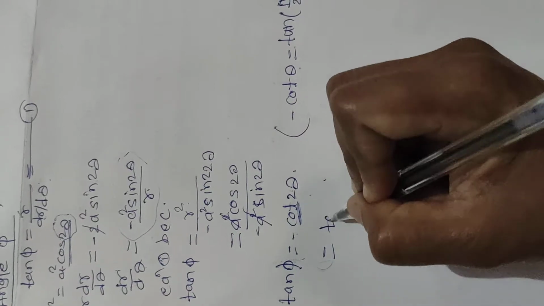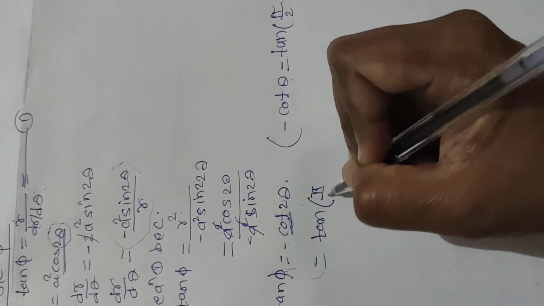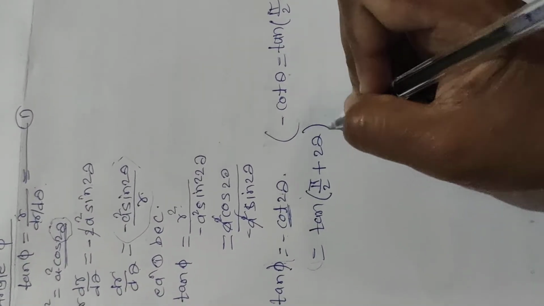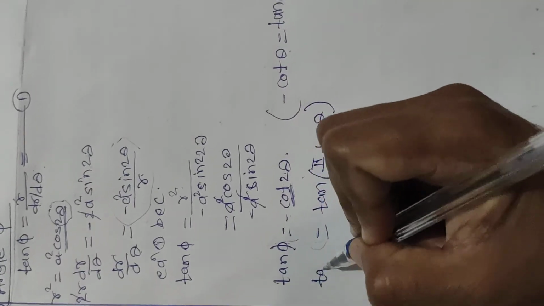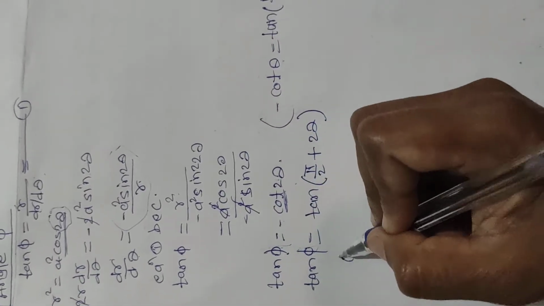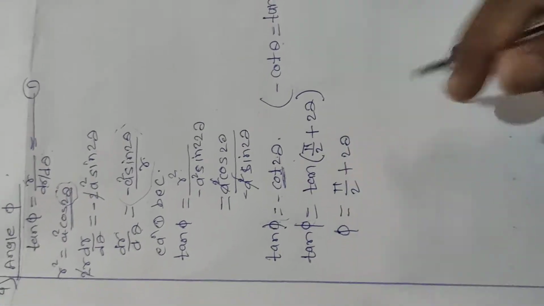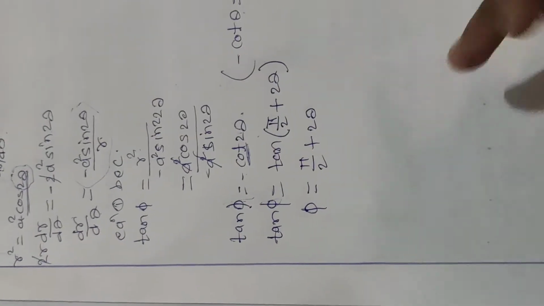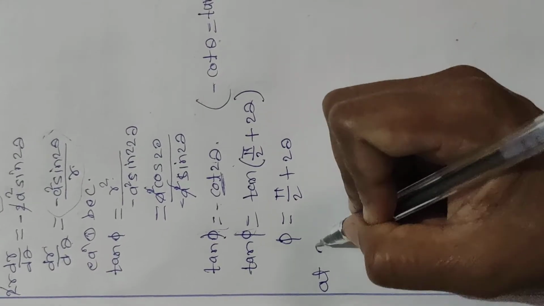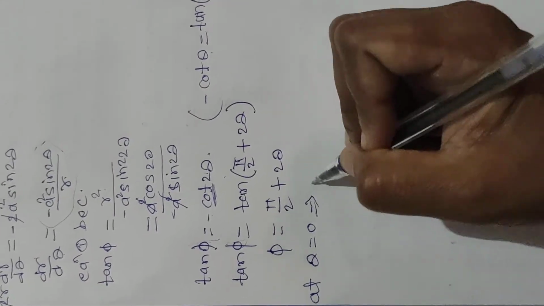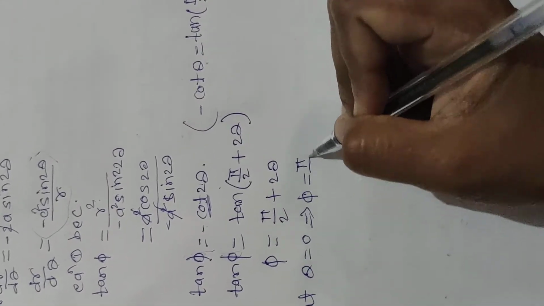That means here tan of pi by 2 plus theta. But what is our theta? Theta is 2 theta. So here tan phi. That means what is the value of phi? Phi equal to pi by 2 plus 2 theta. And then we have to write down the conclusion. That means see, at theta equal to 0, what is the value of phi? Value of phi is pi by 2.